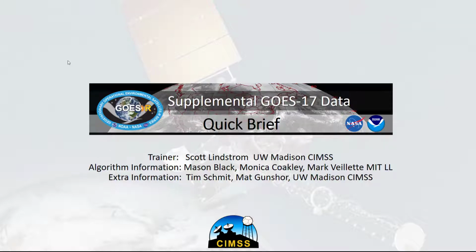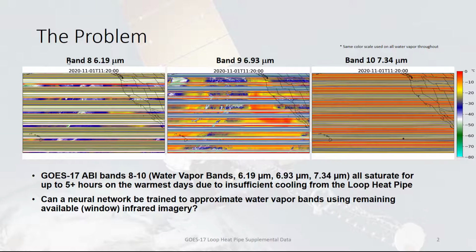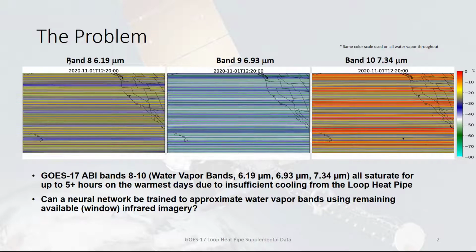This quick training will describe a combined machine learning and optical flow method for supplementing GOES-17 data during times when the loop heat pipe cannot dissipate heat. I'm Scott Lindstrom from SIMS, and I'll guide you through these products that were created at MIT by Mason, Monica, and Mark. This animation sums up the problem.